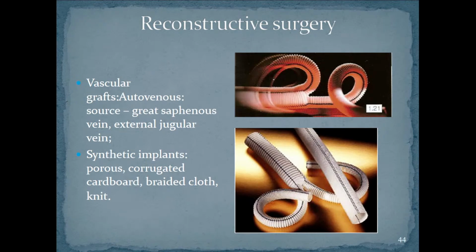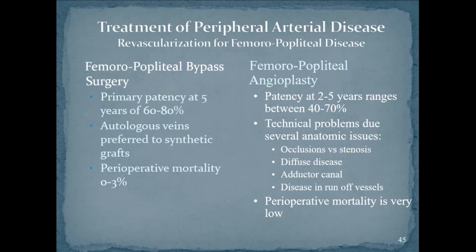Okay. For reconstruction, we can use vascular grafts, autovenous. It is the best if it is possible to apply. We use the great saphenous vein, external jugular vein, and synthetic implants: porous, corrugated, braided, woven, and knit.